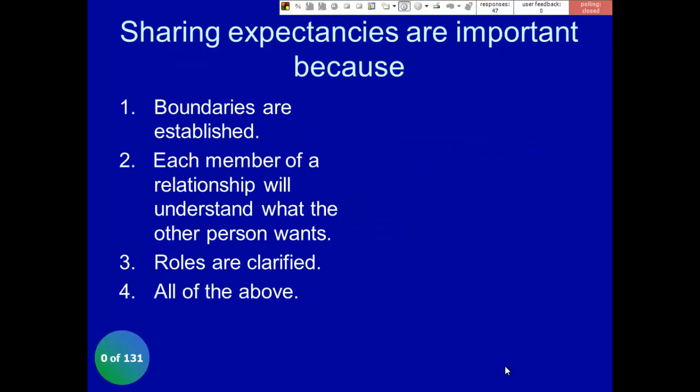Let's see if you remember this one. This is not in your chapter, but something that we've talked about. Sharing expectancies are important because of what? Boundaries are established. Each member of a relationship will understand what the other person wants. Roles are defined. All of the above. Now, sometimes I'll put a question on the test that's not in your chapter, but it's just something we covered in class. See if I can take you back in your memories.